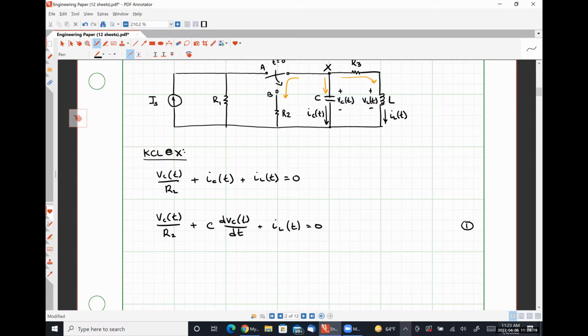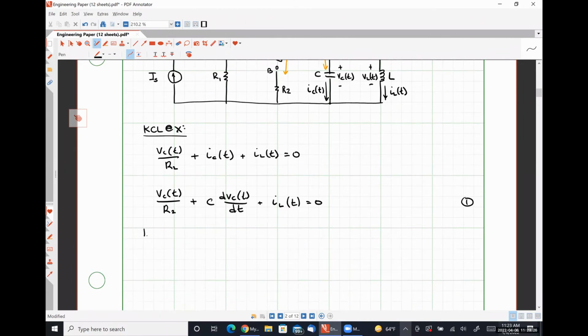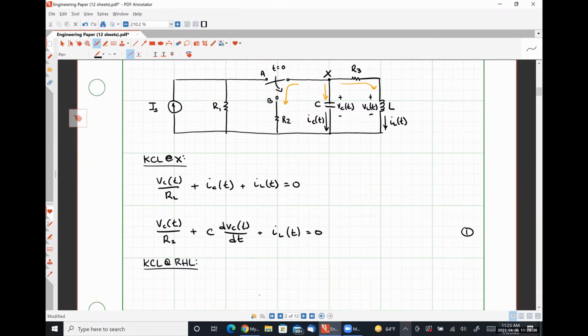Now I am going to apply Kirchhoff's voltage law around the right hand loop. So what I mean by that is the voltage drop between here and here is VC, or it's the voltage drop over R3 plus the voltage drop over my inductor, right? The potential difference between this point in the circuit and this point in the circuit can be expressed as the voltage drop over the capacitor, or the combination of the voltage drop over the resistor plus the voltage drop over the inductor.